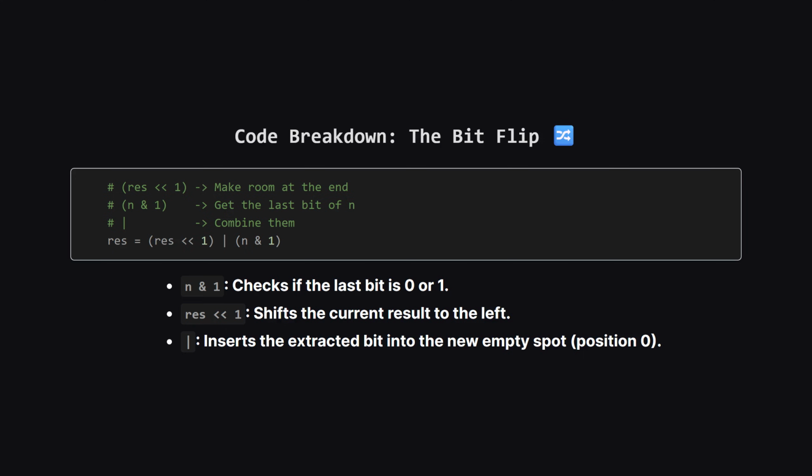First we look at n bitwise and 1. This gives us the value of the very last bit of our input number n. Then, we take our current result res and shift it to the left by 1. This opens up a spot at the 0th position. Finally, we use the bitwise OR operator to place our extracted bit into that newly opened spot.